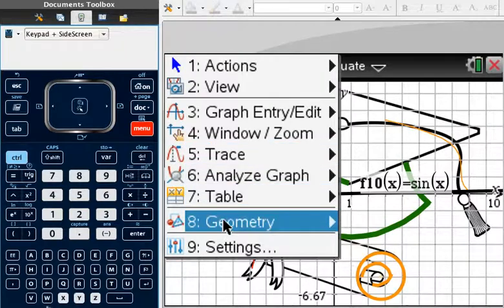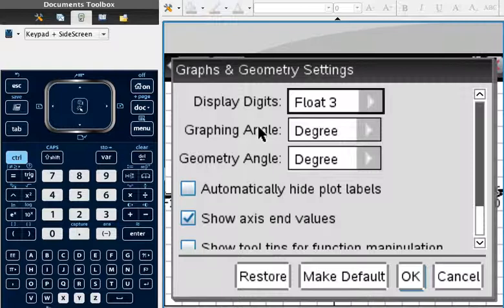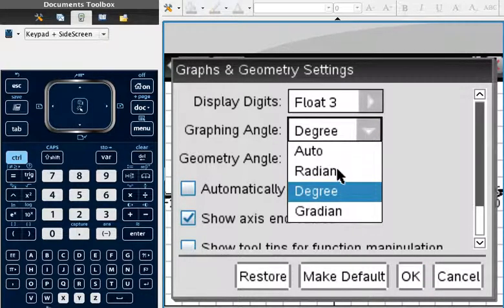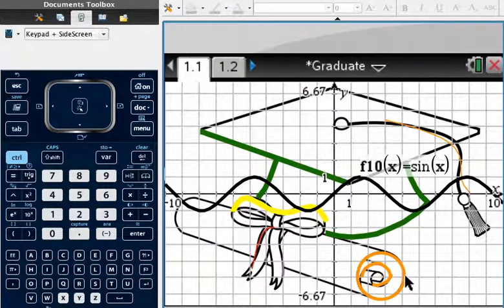Let's figure out why it's so flat. Go to menu and settings. If you look here, your graphing angles are in degrees and geometry angles are in degrees. I'm pretty sure it's just the graphing angles that you need to change to radians. Let's look and see if that'll work. Yep, there we go. Now we actually can see the regular sine function. The reason why it was all flat was because we were in degrees, and if you remember from our trig unit, when we first started graphing our trig functions, we were always in radians. So that's why you need to switch that to radians.